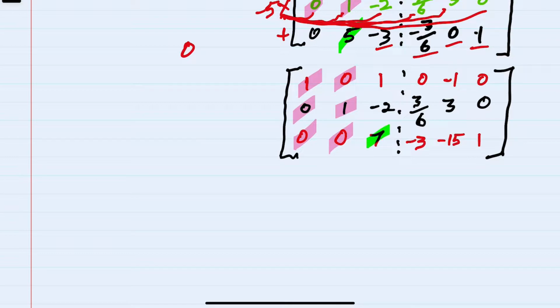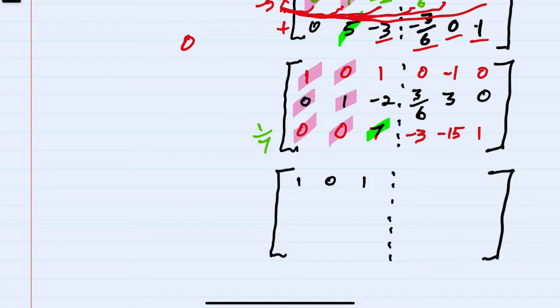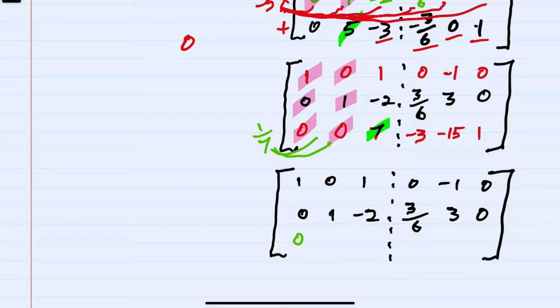Next, I want to turn this cell into a 1, and I can do that by multiplying this bottom row by 1/7. And in this step, again, I'm only going to do this multiplication, so I'll go ahead and rewrite rows 1 and 2. Multiplying each element in row 3 by 1/7 gives us 1/7 times 0 is 0. 1/7 times 0 again is 0. 1/7 times 7 is 1. And again, that was my goal, to get a 1 in that spot.